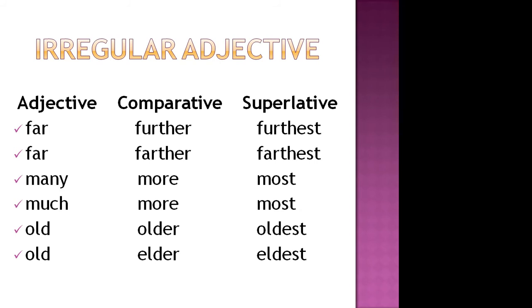Old, older, oldest, old, elder, eldest. Now old is a word that can be used for people, for buildings, for time, for anything, living and non-living. Whereas elder is something that is used only for immediate family. Remember, only for immediate family.